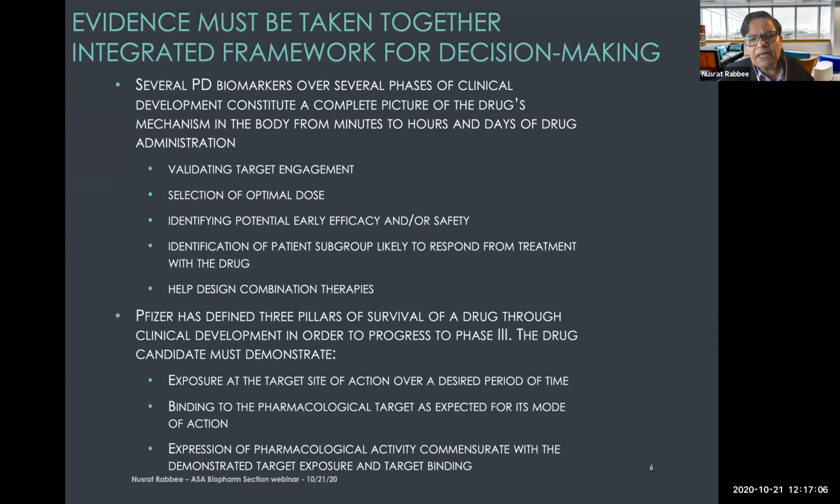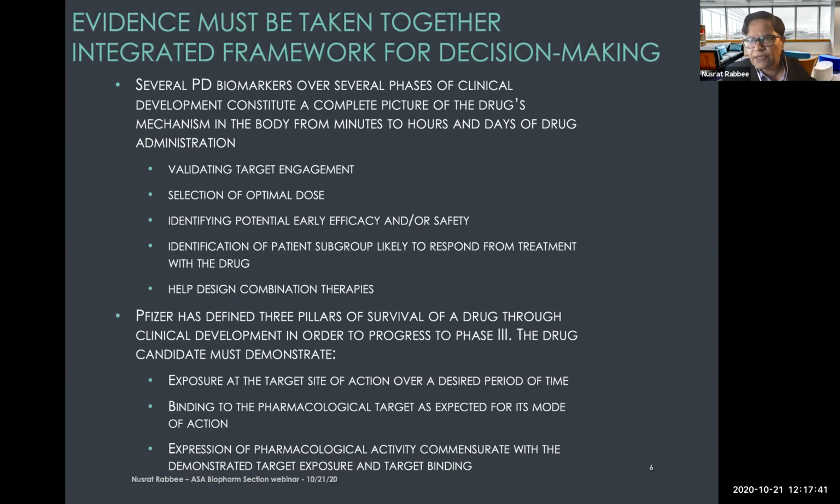So the drug must demonstrate through these different phases that there's enough exposure at the target site of action over a desired period of time. Certain analyses have to be done on that data to make that decision. Then it has to bind to the pharmacological target as expected for its mode of action. And then it has to express its activity, commensurate with the demonstrated target exposure and target binding.